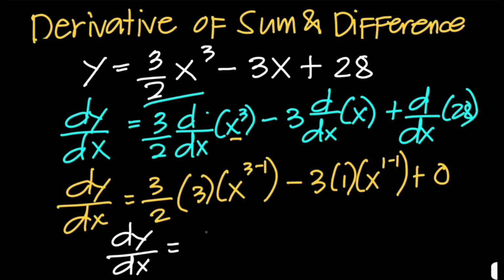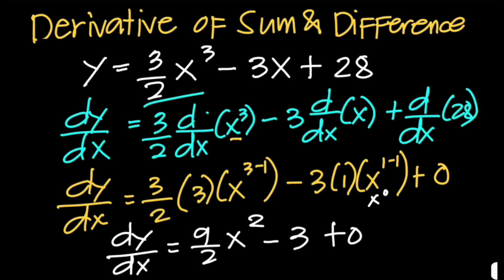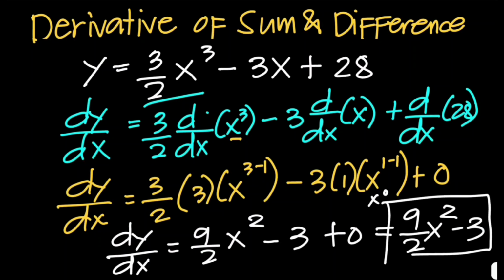So this is 3 times 3, 9 over 2, then x to the 3 minus 1 is 2, so this is x squared. Minus 3 times 1 is 3, times x to the 1 minus 1 is 0, so this is x to the 0, therefore that is just 3 times 1. So minus 3 plus 0. Therefore this is just equivalent to 9 over 2 x squared minus 3.